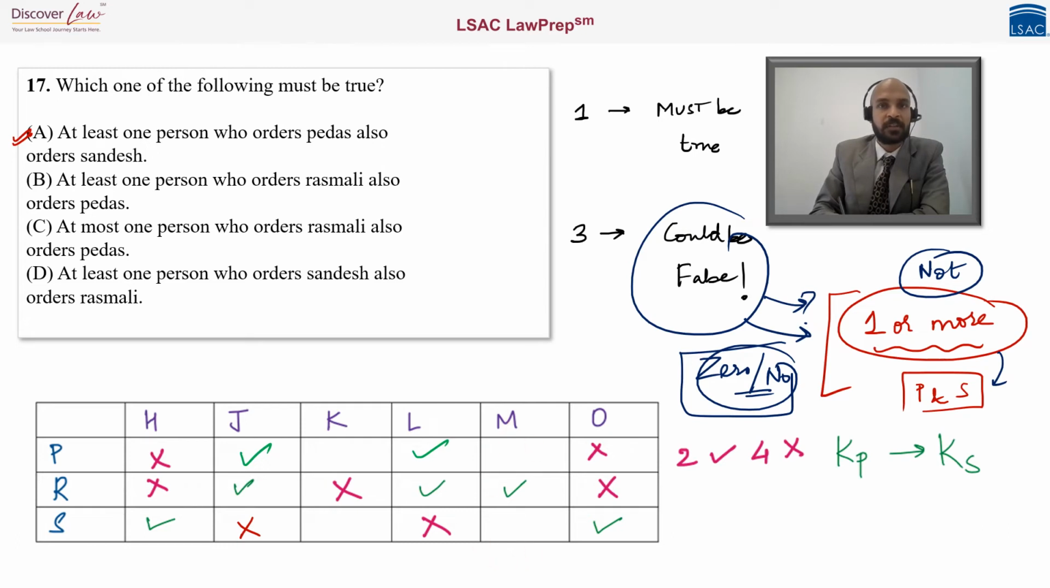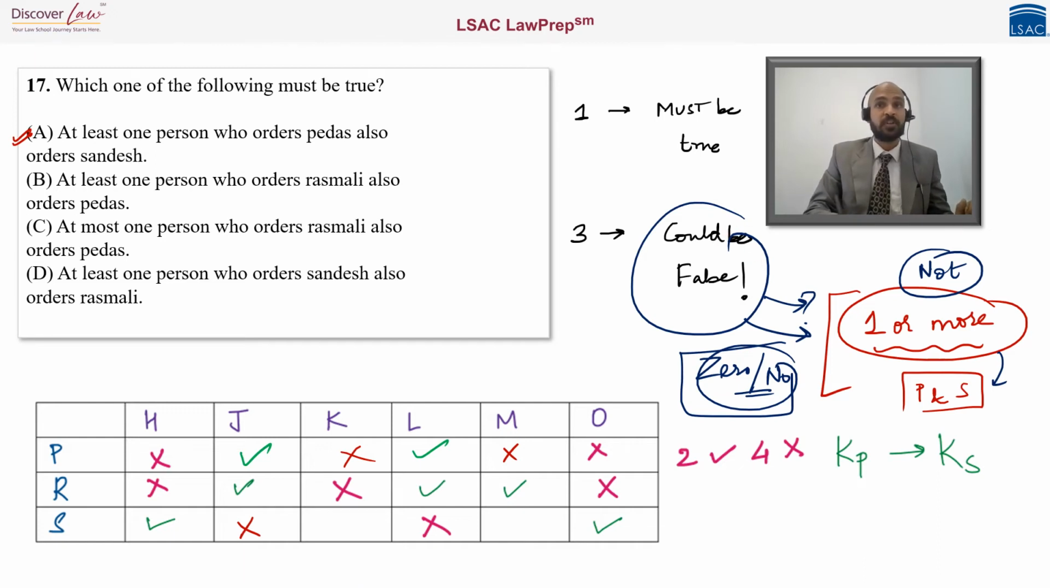And then let me do the same thing here. Of course there's a cross already, so you can see that no person in this entire table has ordered pedas and also ordered sandesh. The persons who've ordered pedas are J and L, and they've not ordered sandesh, which means that I have been able to falsify this. So this could be false, right? Therefore this is not the answer, because the answer to this question was yes.